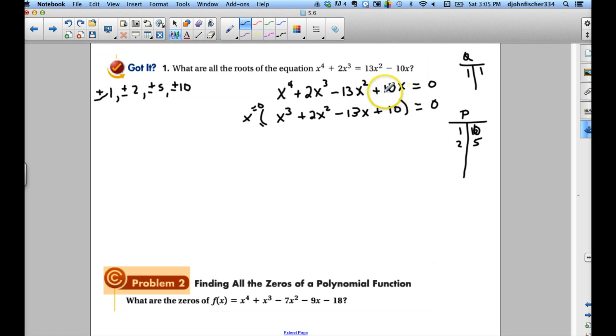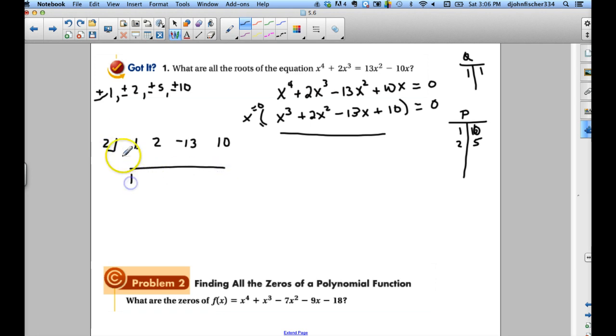And now the other one, we would have to find one more to get it down to x squared. So I don't know what number would be a good one to try. Let's try, I'm going to write this part out in the synthetic part. So we're going to have 1, 2, negative 13, positive 10. And over here we're going to have our number. Let's try 2. Let's see what happens with 2.